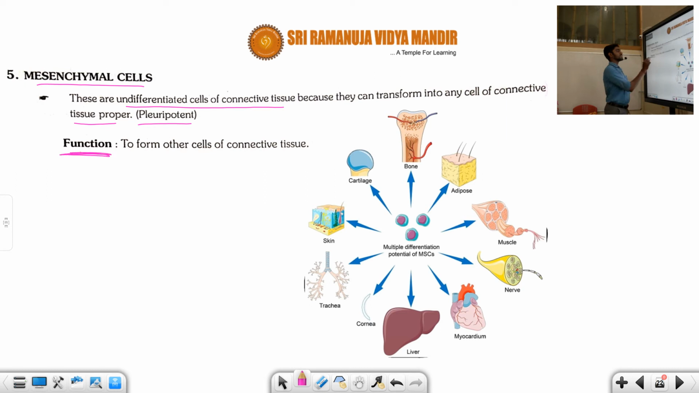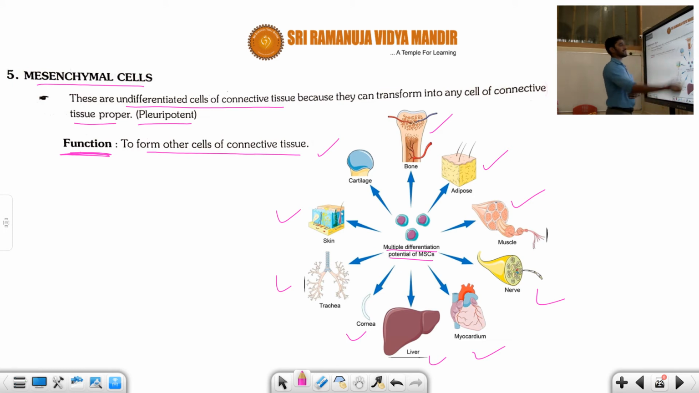What is the major function you can observe? To form the other cells of the connective tissue. Now you can see the diagrammatic representation of the multiple differentiation of MSCs. MSCs means mesenchymal cells. They differentiate to form bone, adipocytes, muscle, nerve, myocardium, which is the part responsible for the heart, and liver. Corneas are found in the eye. Tracheas are found in the respiratory tract system. Also skin and cartilage.